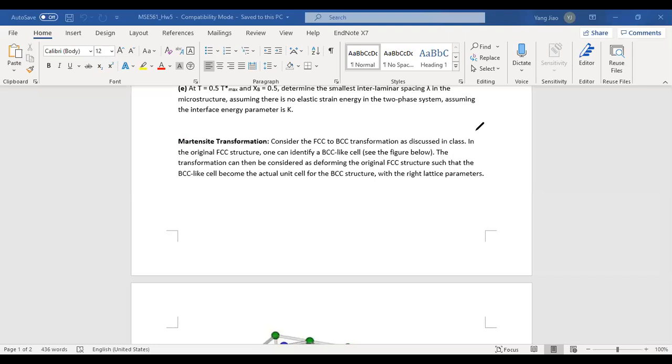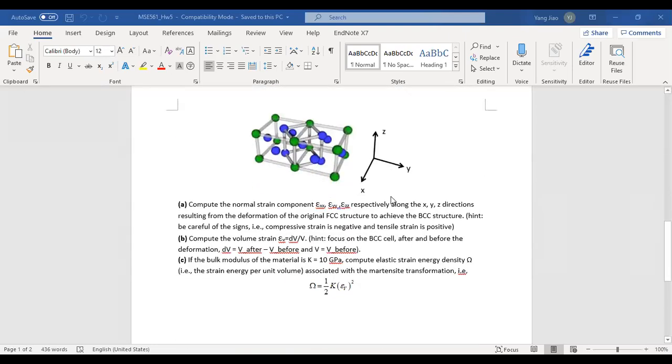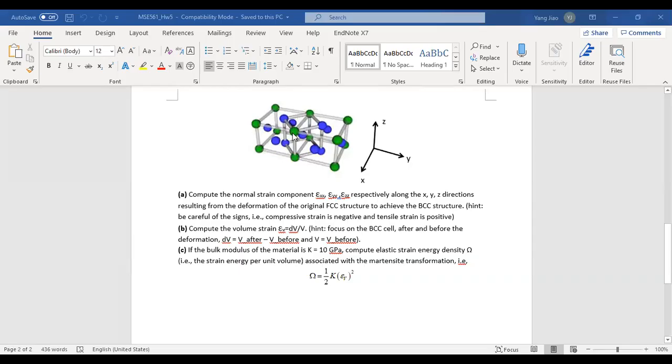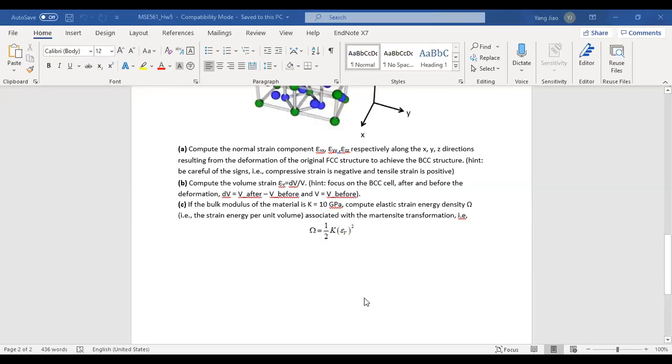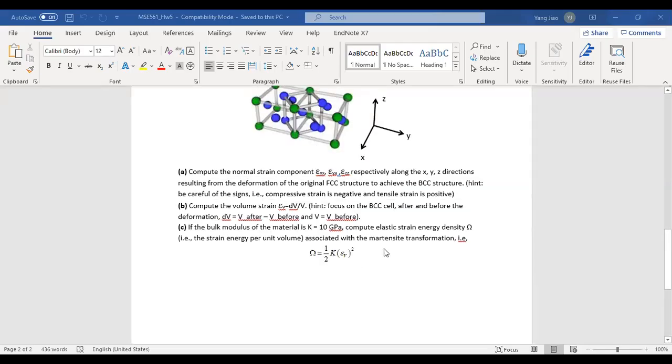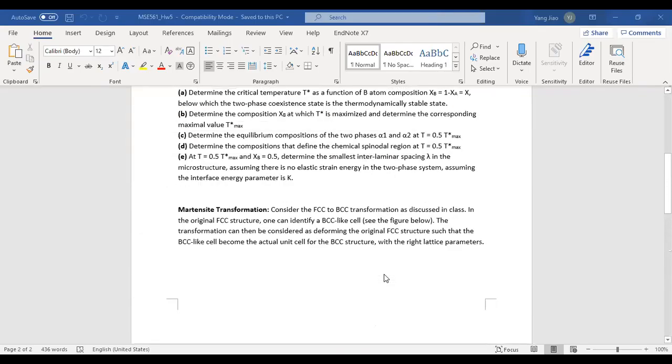Let me see if there are any new things. This is the setup we just described before. You have two FCC cells side by side, and it's a Martensite transformation. It asks you to compute the strain to deform the box. We computed it all together, and I showed you the results. Then compute the volume strain, which I also went through together, and finally compute the elastic energy due to the change of volume. It's very straightforward, and I think you should get a number. So this part should be clear.